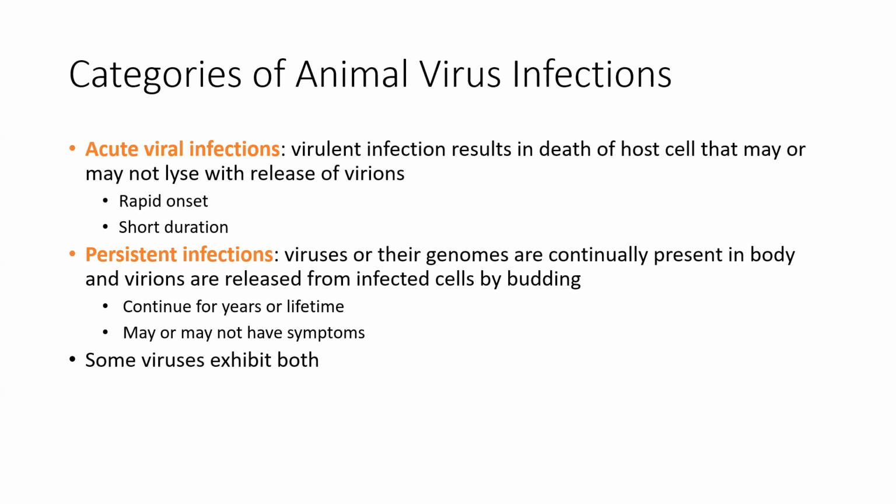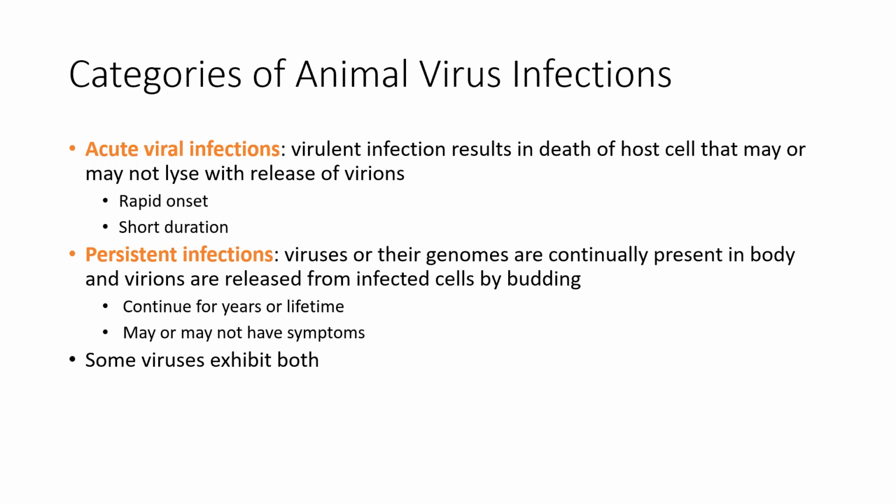Okay, so categories of animal virus infections. We have acute infections, which are basically where the virus comes on strong. It hits you really quickly, with very rapid onset, but it is over and cleared relatively quickly. It's got a short duration. A lot of times the reason for this is because they do result in the death of the host, and a lot of times there's a larger burst size associated with these infections.